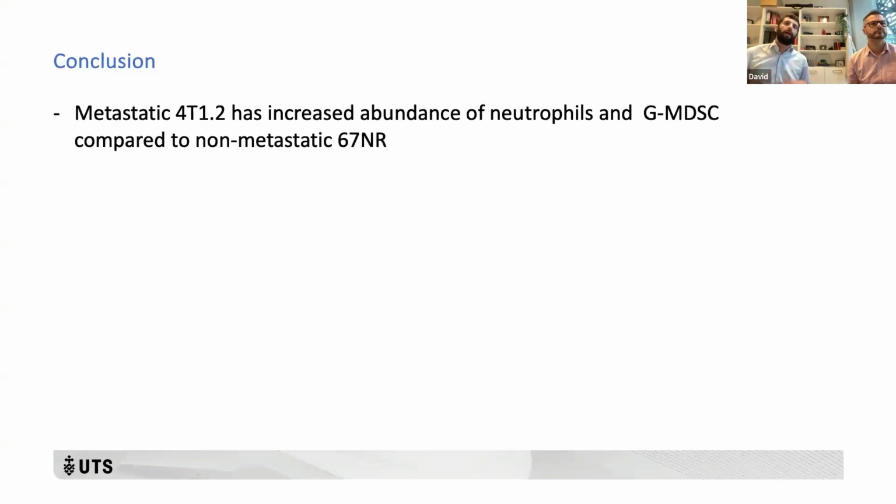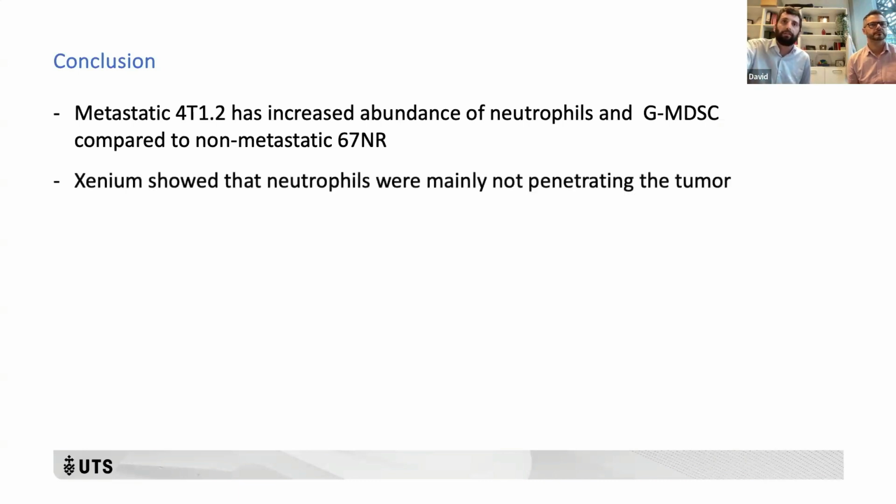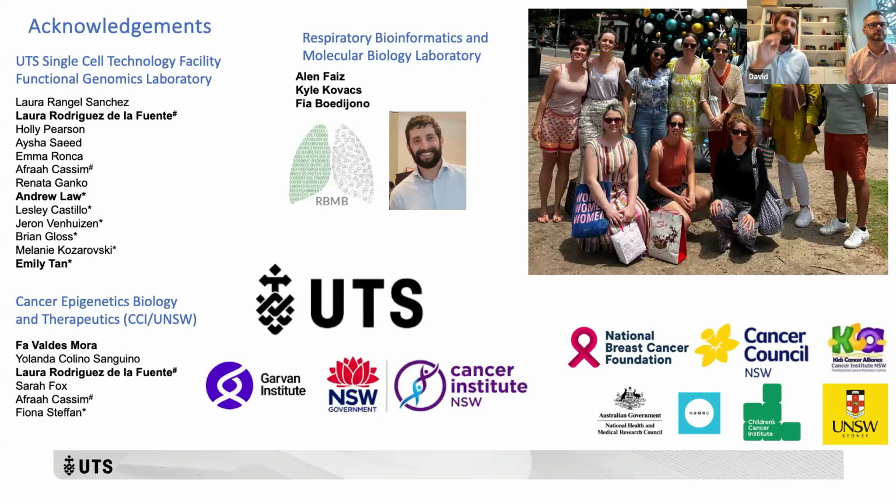So in conclusion, the metastatic T1/2 has increased abundance of neutrophils compared to non-metastatic cancer, and the Xenium shows neutrophils are mainly not penetrating the tumor. The Xenium also allows for retention of cancer cells that you may have lost using other single cell techniques. So I'll just leave it here for David for the acknowledgements.